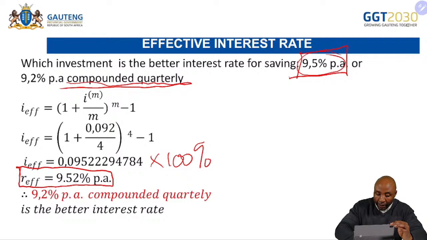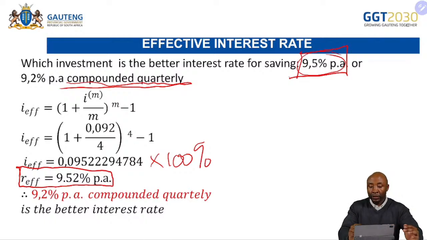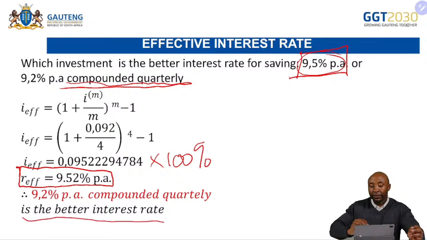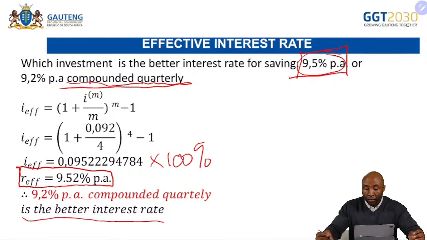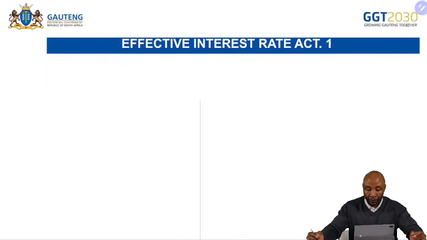So you are comparing the effective interest rate, which is 9.52%, to the 9.5% for the whole year. So you'll realize that 9.52 is greater than 9.5. So it would mean when you conclude, 9.2% per annum compounded quarterly is a better rate of investment. Now, let's move on to the next example.